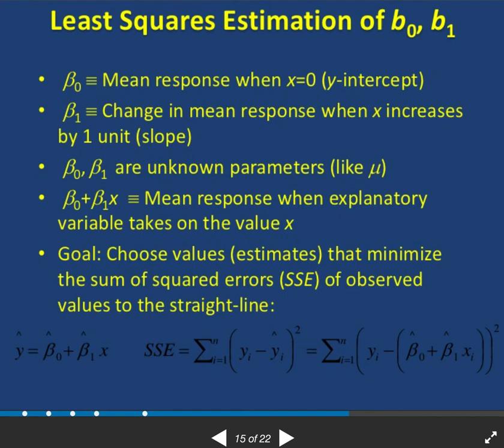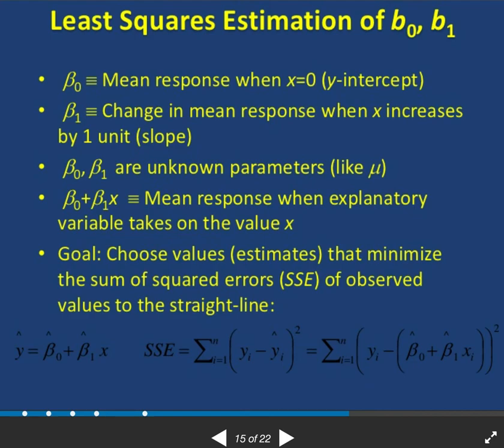So this is your y-intercept. If you have 0 years of education, you're going to have this amount of income. Now beta 1 is a change in mean response when x increases by 1 unit. So if I ask you to calculate the beta 1 coefficient, you're interpreting your slope, basically. Beta 0 and beta 1 are unknown parameters.